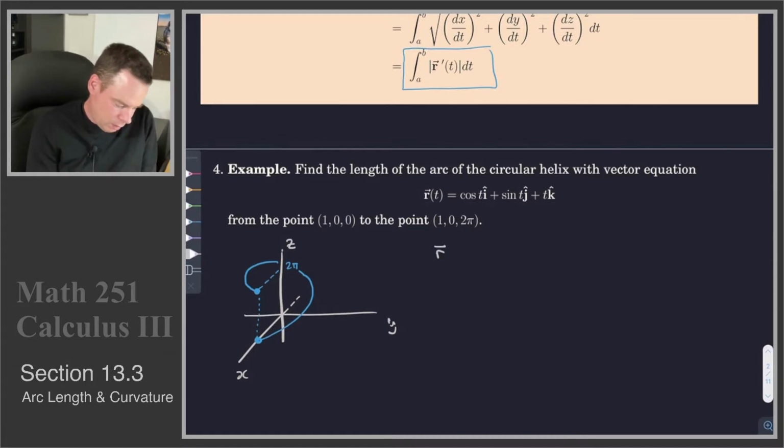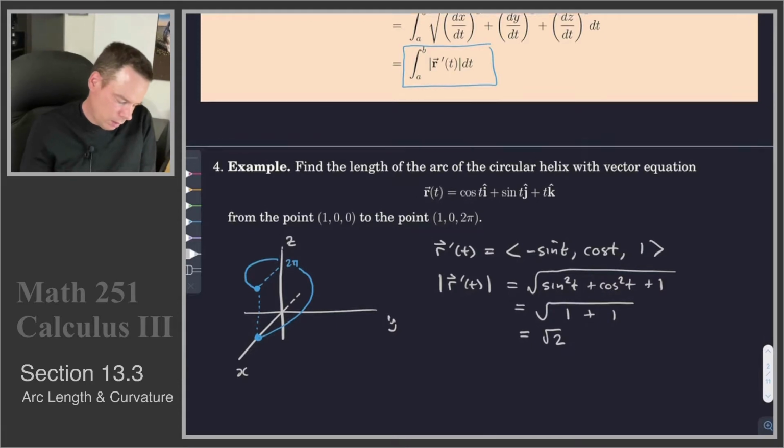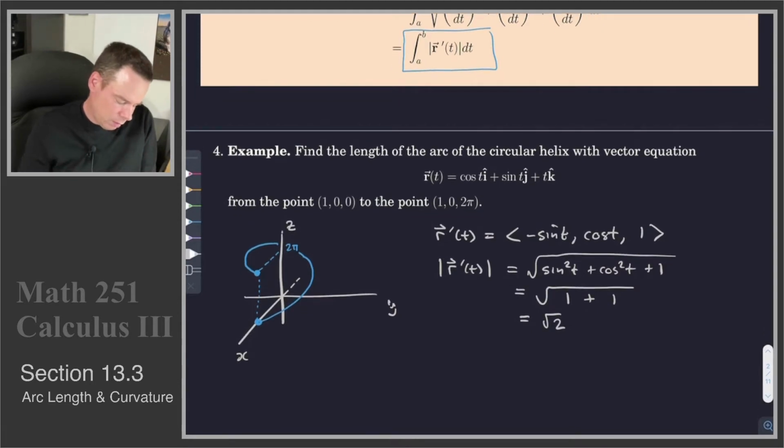So from this we can take its derivative. Derivative of cos of t is negative sine of t, derivative of sine of t is cos t, derivative of t is 1. We can go ahead and compute its magnitude. That's given by the square root of sine squared of t plus cos squared of t plus 1. Sine squared plus cos squared is 1, so that's a 1 plus a 1, or in other words, root 2. So there's our magnitude of our derivative.